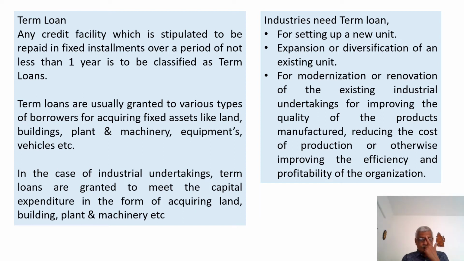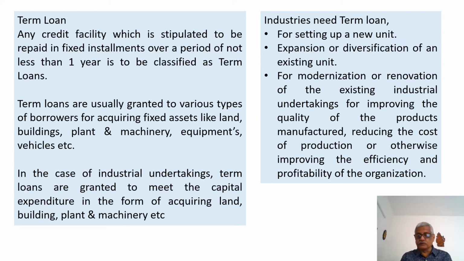The second item is term loan. Any credit facility which is stipulated to be repaid in fixed installments over a period of not less than 1 year is to be classified as a term loan. The term loan can be availed either from the bank or from an NBFC or from any other non-banking finance companies. Term loans are usually granted to various types of borrowers for acquiring fixed assets like land and building, plant and machinery, equipment, vehicles, etc. In the case of an industrial undertaking engaged in manufacturing a product, term loans are granted to meet the capital expenditure in the form of acquiring land, building, plant and machinery, etc.